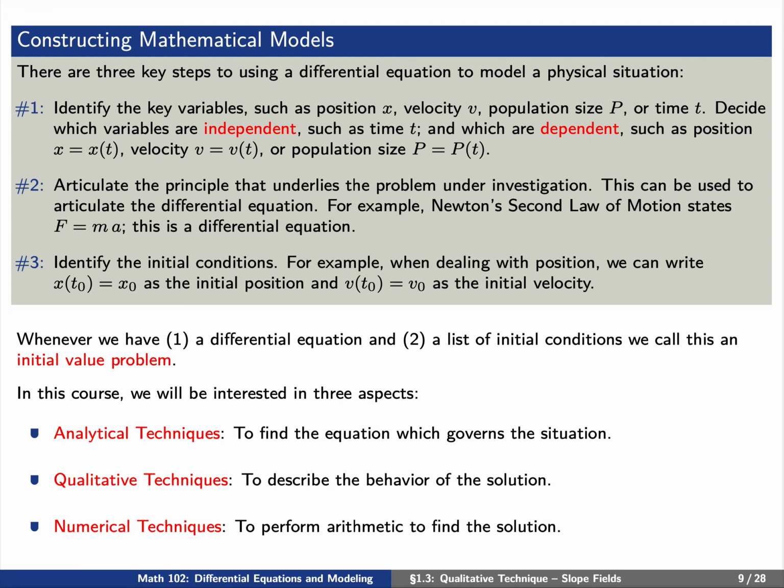Remember that more generally, we do want to construct a mathematical model. There are three key steps to constructing a mathematical model using a physical situation. First, we'd like to identify the key variables, such as position, velocity, or even population size. Second, we want to articulate the principle that underlies the problem under investigation. For example, this might be Newton's second law of motion, that is, F equals ma.